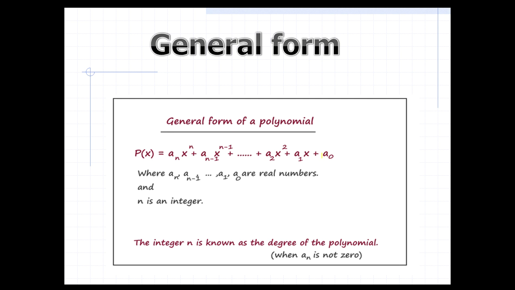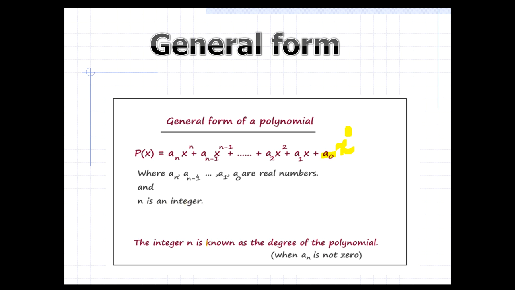In this polynomial, a_0 has x to the power 0. That means this is a constant term in this polynomial. Here a_n, a_(n-1), a_1, a_0 all are real numbers and n is an integer.